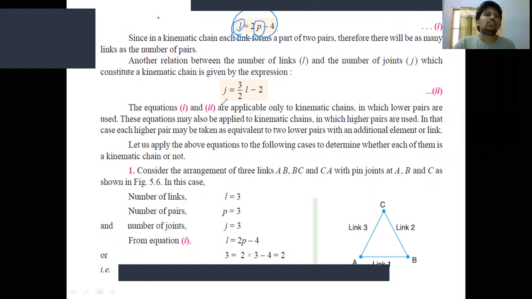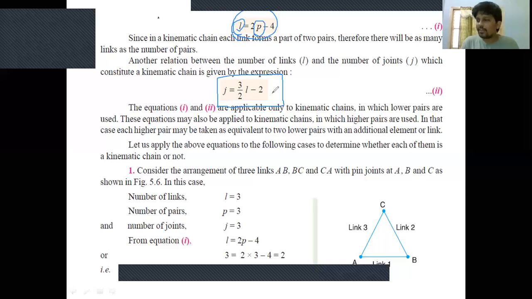In the same way, you also have some joints, right? I think you know what a joint is. The junction point is known as a joint. Calculating with respect to joints, it is J = (3/2)L - 2. Now, the basic thing you need to remember here is each link can form two pairs. If this is a link, it can form one pair from this side and one pair from this side. So each link can have two pairs.